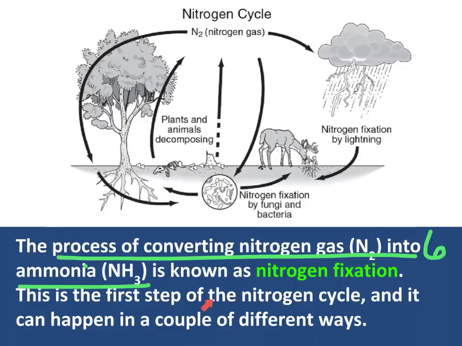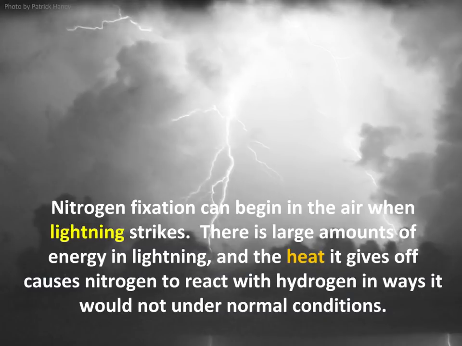This is the first step of the nitrogen cycle, and it can happen in a couple of different ways. One way that nitrogen gas can be fixed or changed is when there is lightning. So nitrogen fixation can begin in the air when lightning strikes. There is a large amount of energy in lightning, and the heat that it gives off causes nitrogen to react with hydrogen in ways it would not under normal conditions. So on number 7, what does lightning produce that causes nitrogen to react? It produces heat.